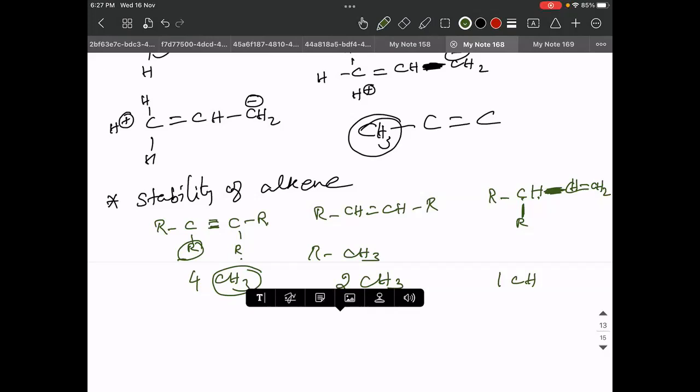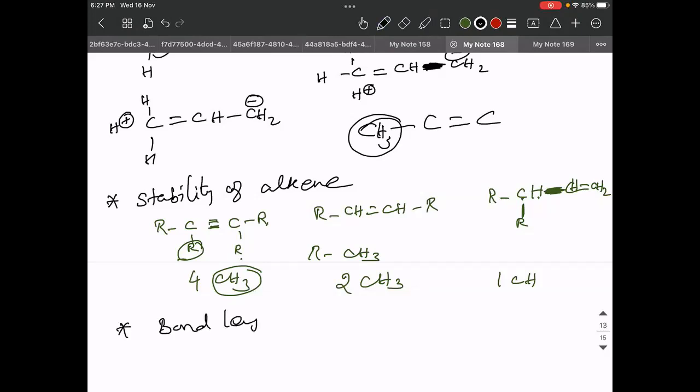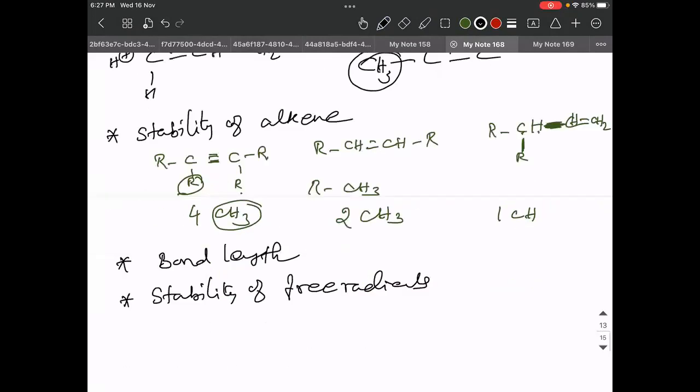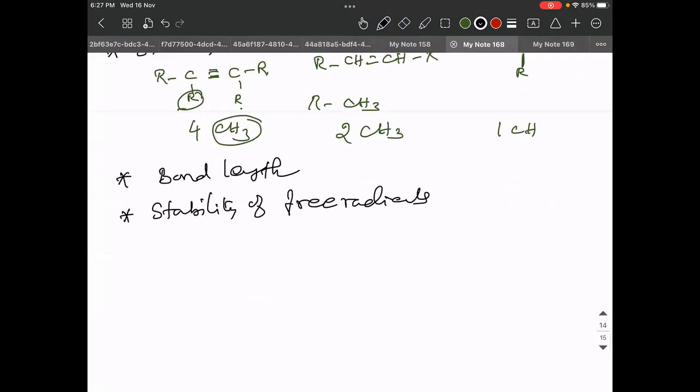So due to hyperconjugation, bond length can be varied. Bond length can be varied due to the hyperconjugation, and it also gives the stability of free radicals. So how to explain the stability of free radicals, and the stability of carbocations, everything.